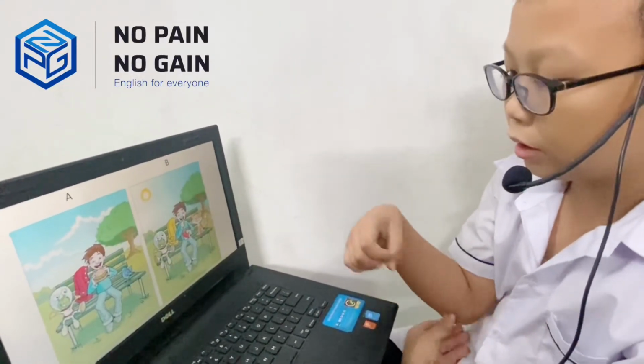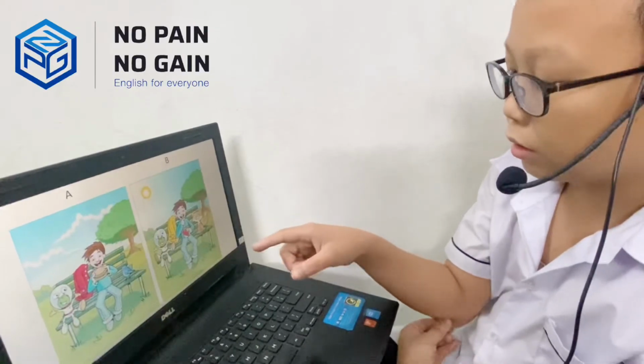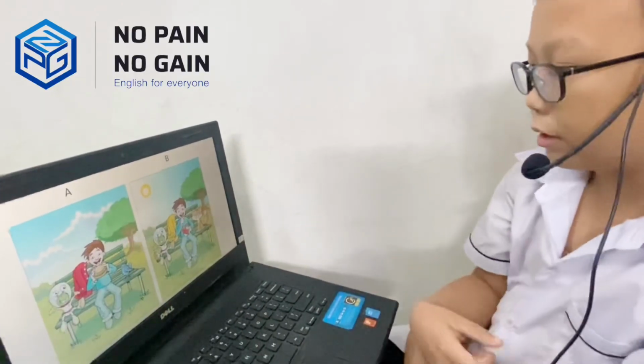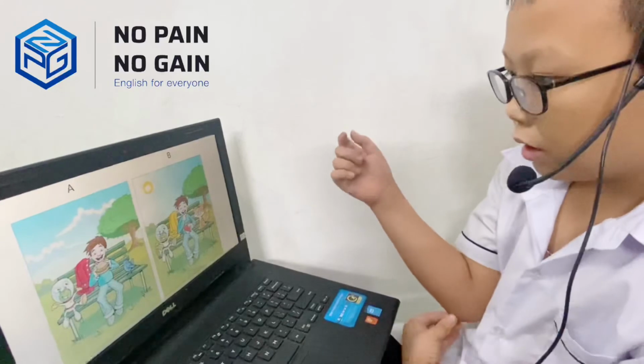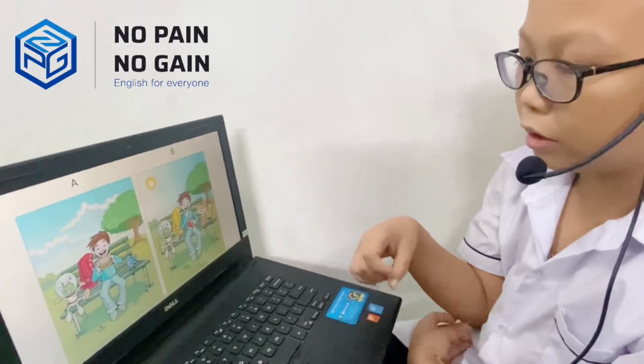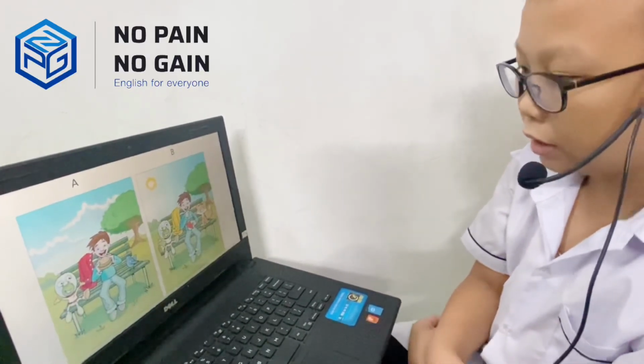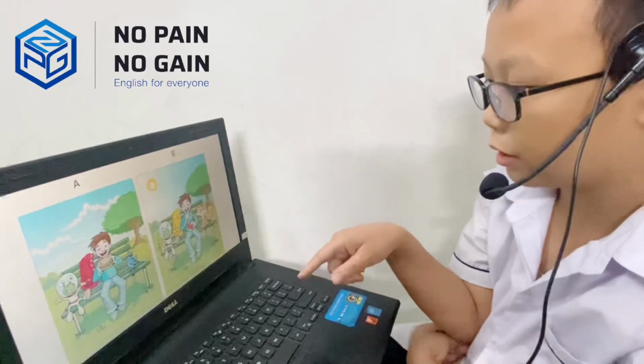In picture A, there are birds. In picture B, there are four. In picture A, the alien has three legs. In picture B, the alien has four legs.